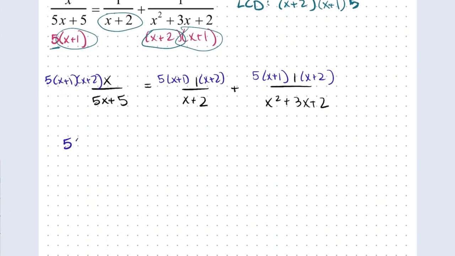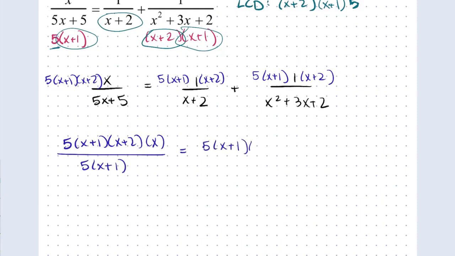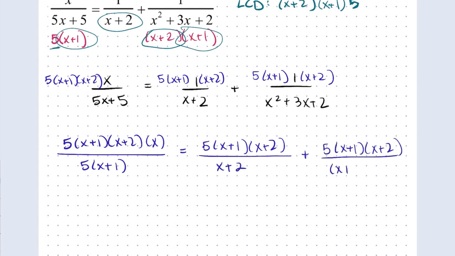So I'll have 5 times x plus 1, x plus 2, x, all over 5 times x plus 1. That's going to be equal to 5 times x plus 1, x plus 2, all over x plus 2, plus 5, x plus 1, x plus 2, all over x plus 1, x plus 2.